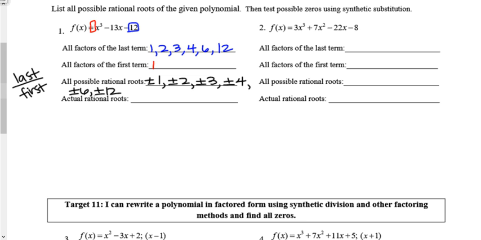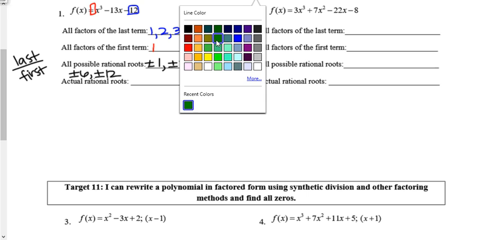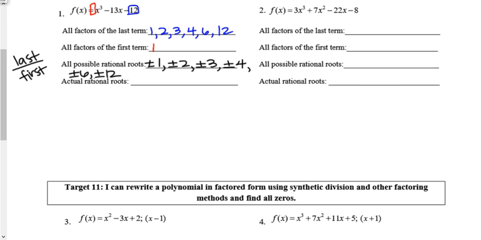The actual rational roots are going to come from me testing these with synthetic division, trying to get these down to a quadratic, and then factoring from there if I can. I'm going to go ahead and start with something easy. I'm just going to start with 1. Let's see if that works. So I'm going to do synthetic division with the number 1 into that polynomial.